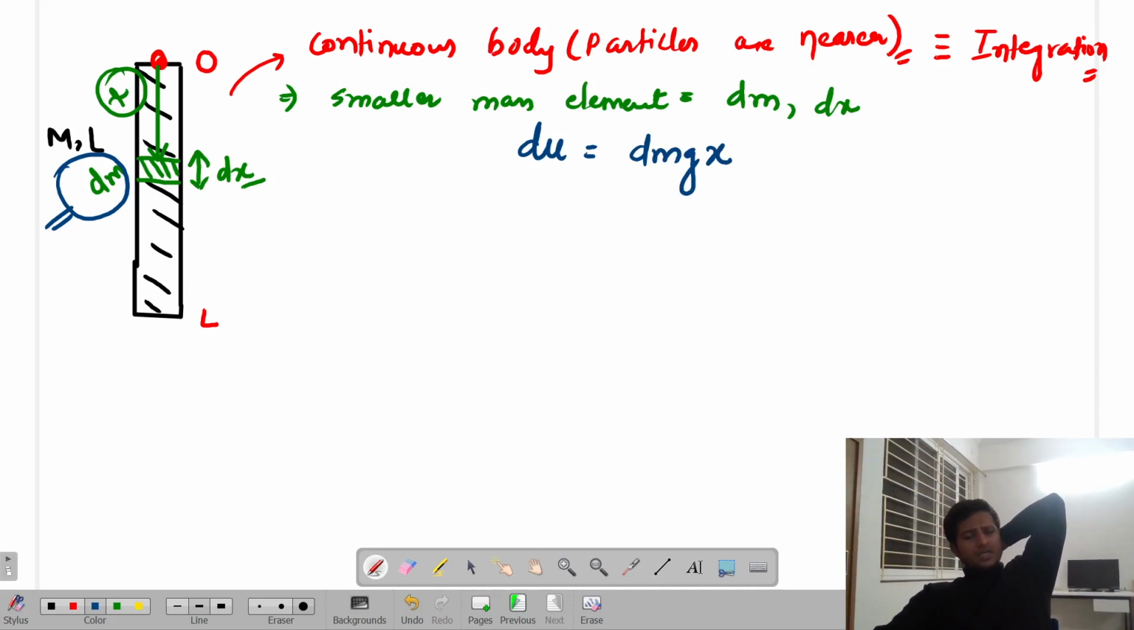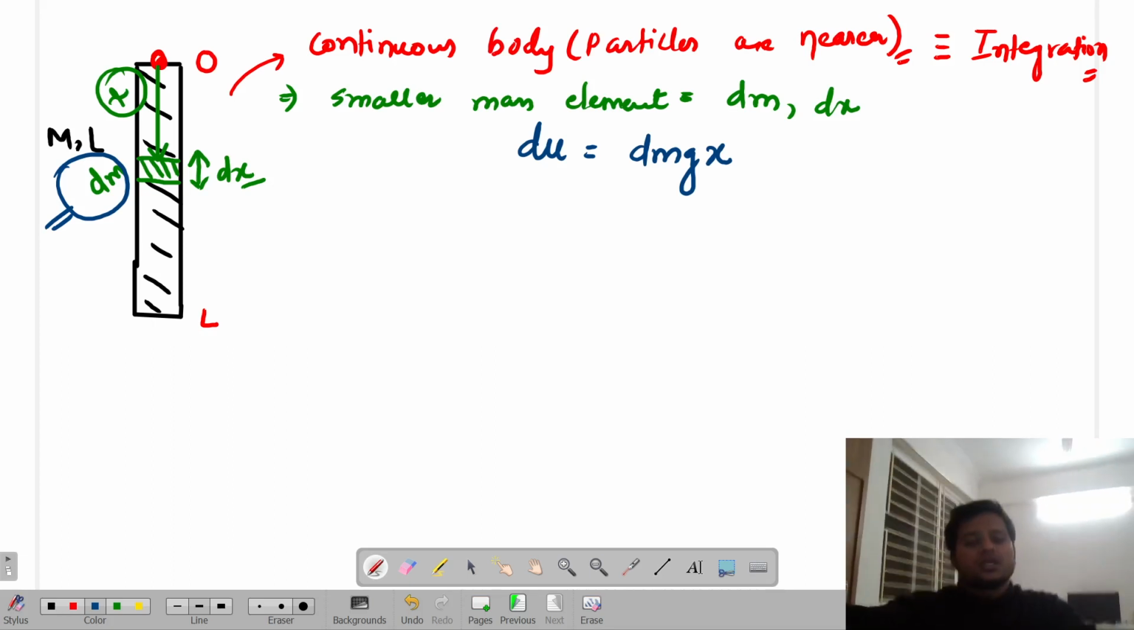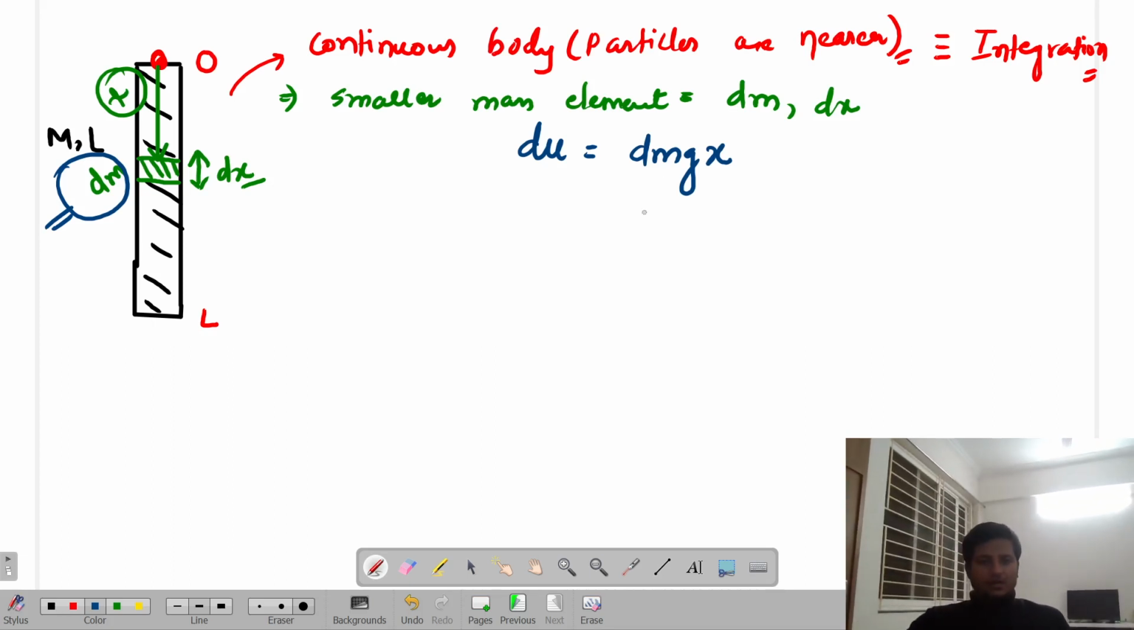We will not consider it negative right now. I'll tell you when to consider negative. So now you got the point that dU is equal to dm into g into x. Now let us talk about the variables here. dm is also a variable, x is also a variable. Now the task arises to convert this.